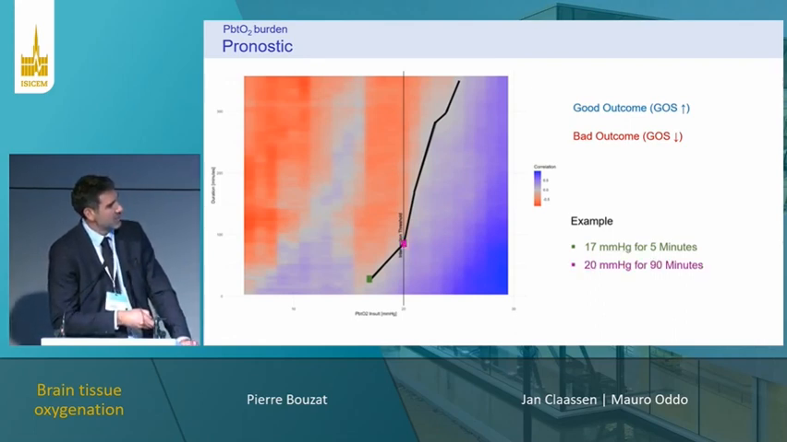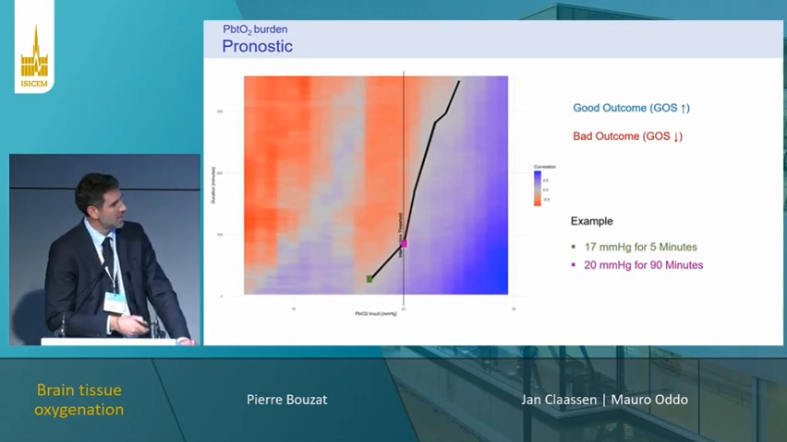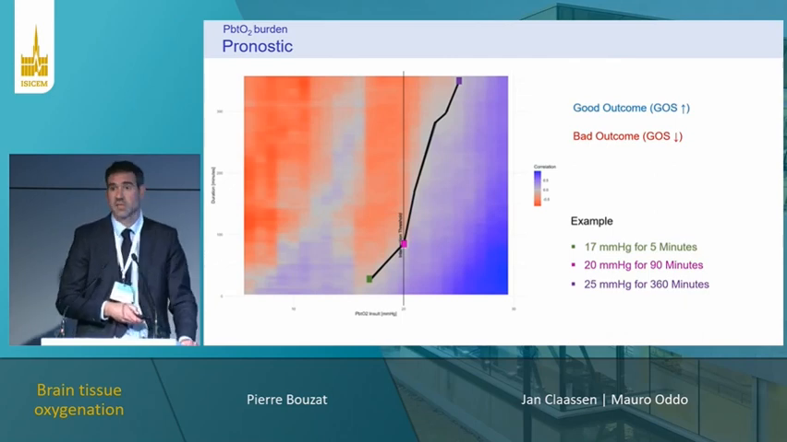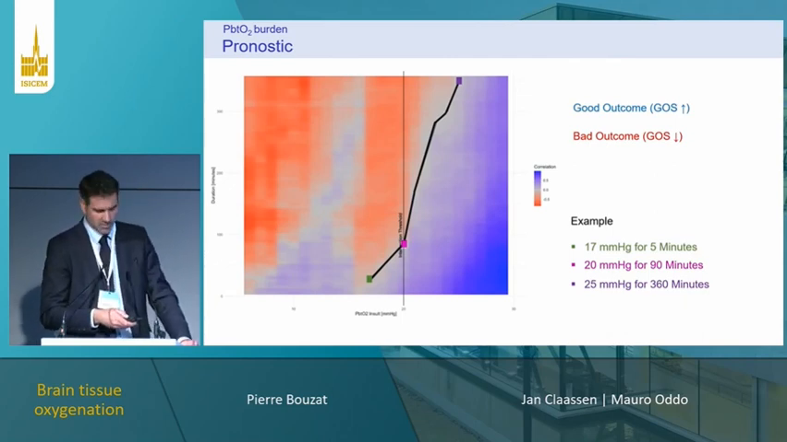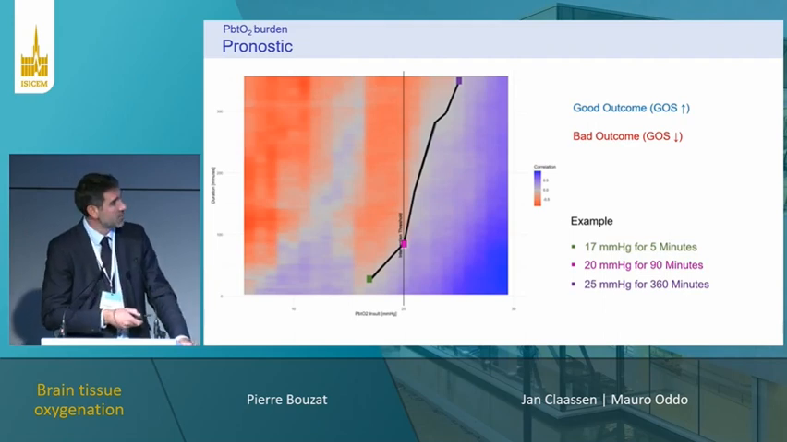If you have 20 millimeters of mercury for 90 minutes, it's the same, but you can go higher, and 25 millimeters of mercury for 360 minutes is also associated with a poor neurological outcome. So the concept of PbtO2 burden is also very important to understand.